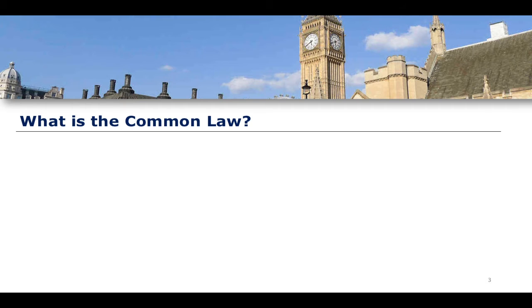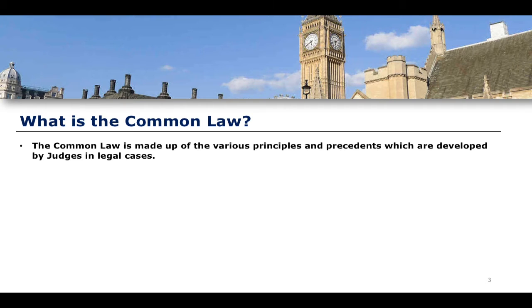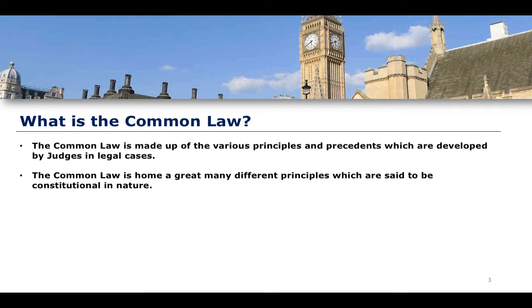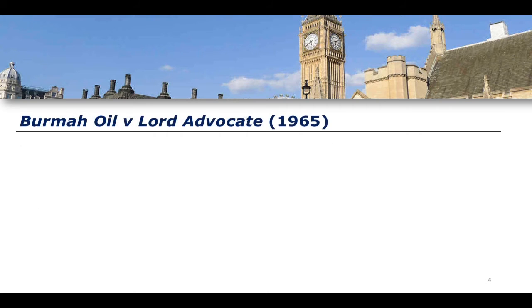So what is the common law? What do we mean when we talk about the common law? Well, the common law is made up of various different principles and precedents which are developed by judges in legal cases. That is the beginning and end of what the common law is. The common law is home to a great many legal principles which are said to have constitutional status attached to them. So the constitutional element can derive out of the common law.